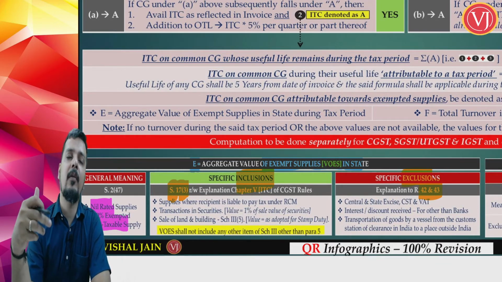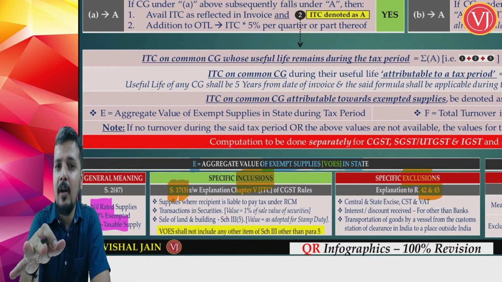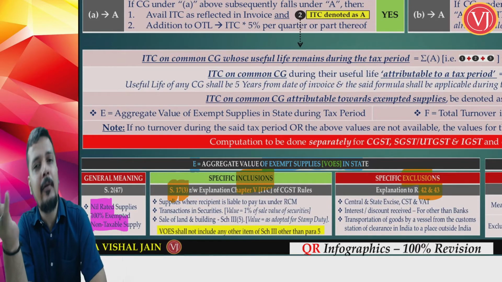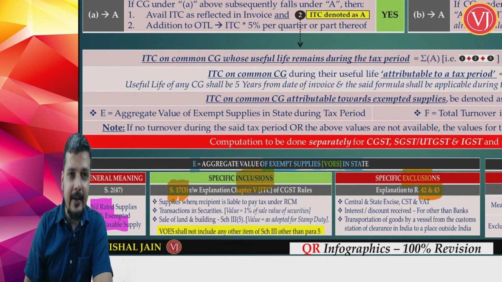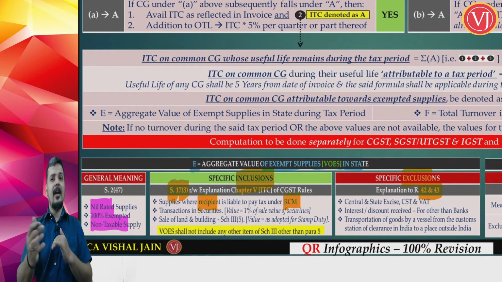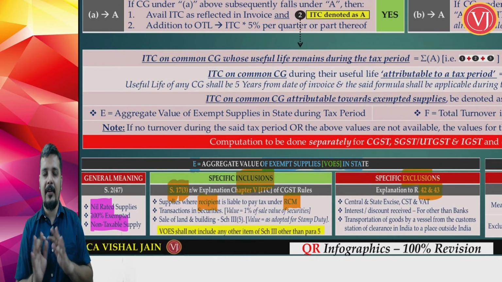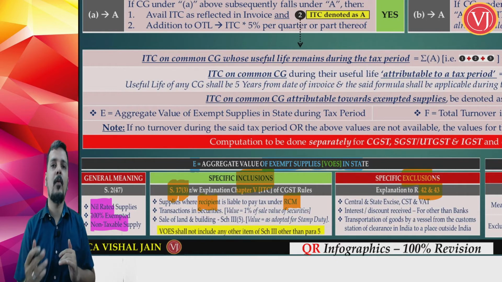Value of exempt supply will exclude something only for the purpose of 42-43. What will it include? It will include supplies where the recipient is liable to pay under RCM. You are talking about outward supply, not inward supply. First focus on turnover, always focus on outward supply.